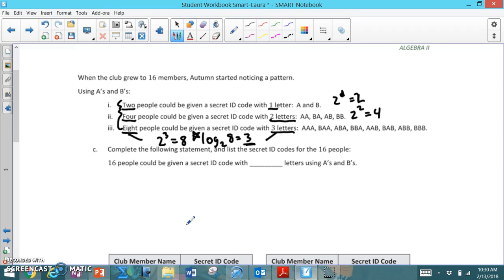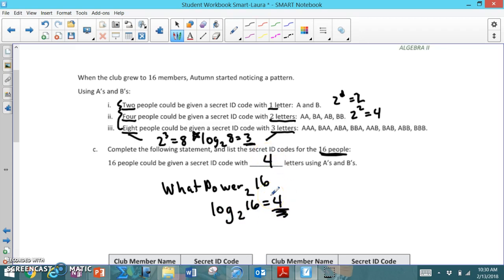If we use that idea and move on to part C, complete the following statement and list the secret ID codes for 16 people. Again, I'd be asking myself, what power of 2 gives me 16? Which again, now we will write with logs. Log base 2 of 16 equals, and I know 2 to the 4th power equals 16. So my answer for this one is 4.